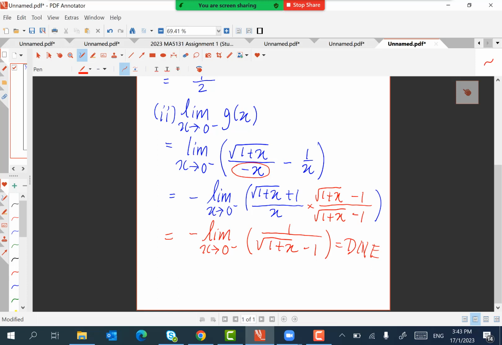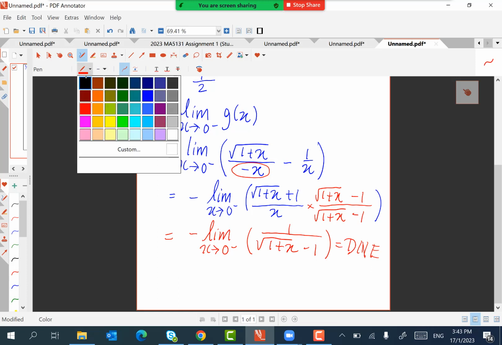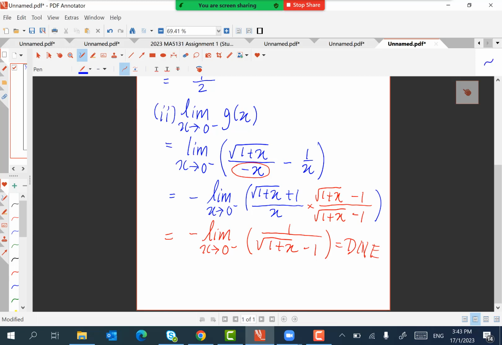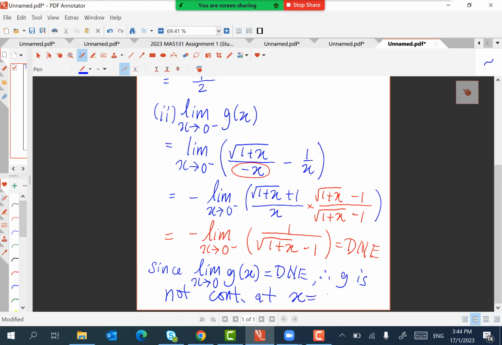Okay, so because the right hand limit and the left hand limit, in this case, the left hand limit is even worse. It doesn't exist. So your conclusion is since the limit as x goes to 0 of g(x), okay, it does not exist. Therefore, g is not continuous. Oh gosh. Okay.